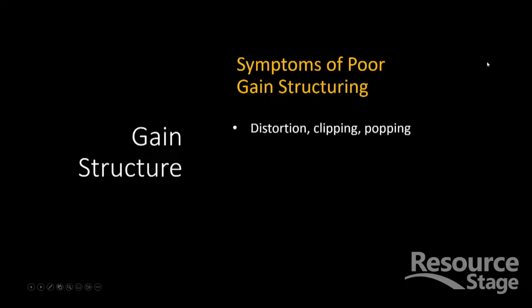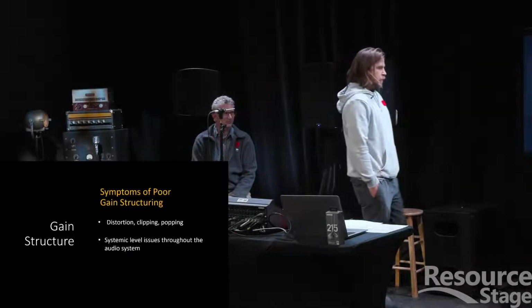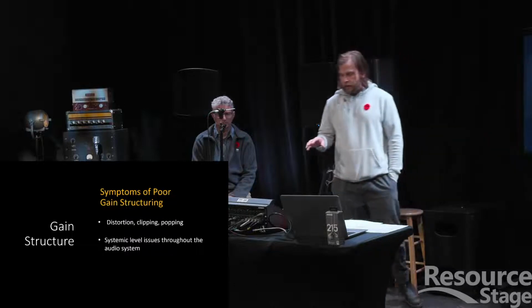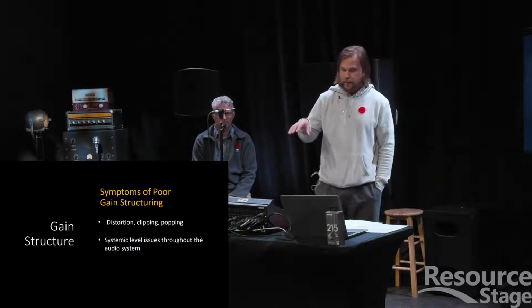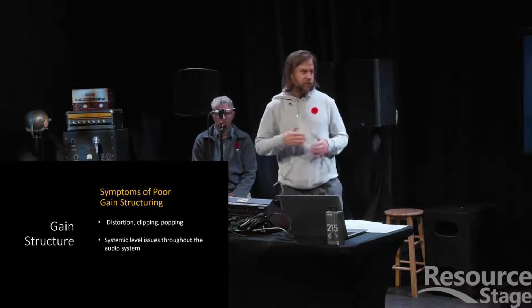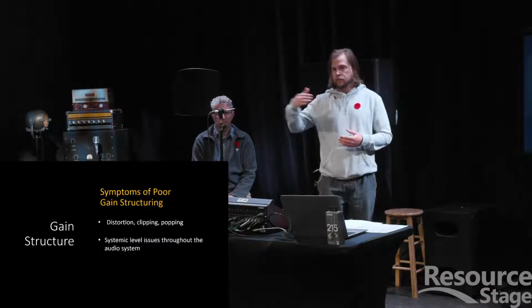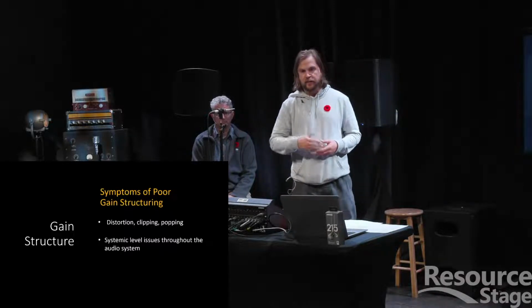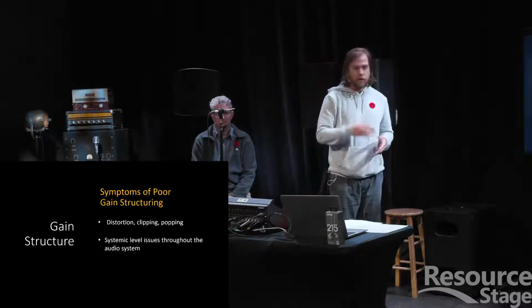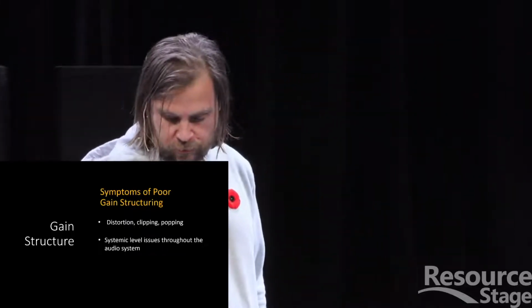So some symptoms of poor gain structuring would be distortion, clipping, popping, what I mentioned before. Systematic level issues throughout the audio system. So what I mean by that is if your level is not correct coming into your mixer, all the devices after that are going to run into issues as well. So if your signal is too quiet, it's going to be too quiet once it gets to your stream or once it gets to your recording device. And all the various components in your audio system can suffer from poor gain structuring.